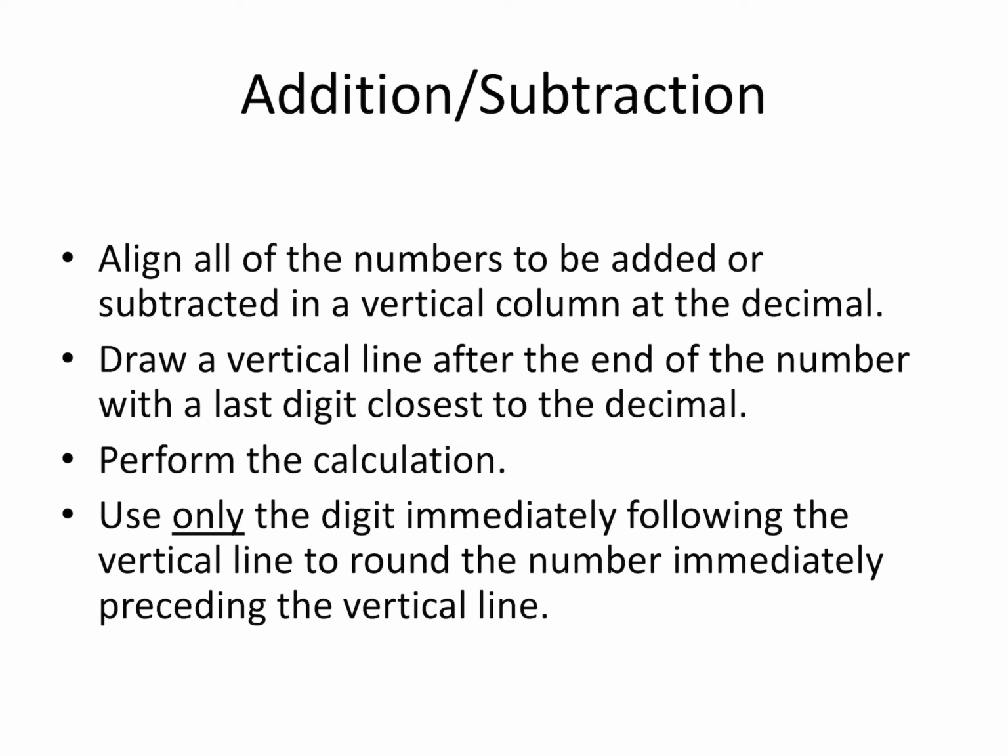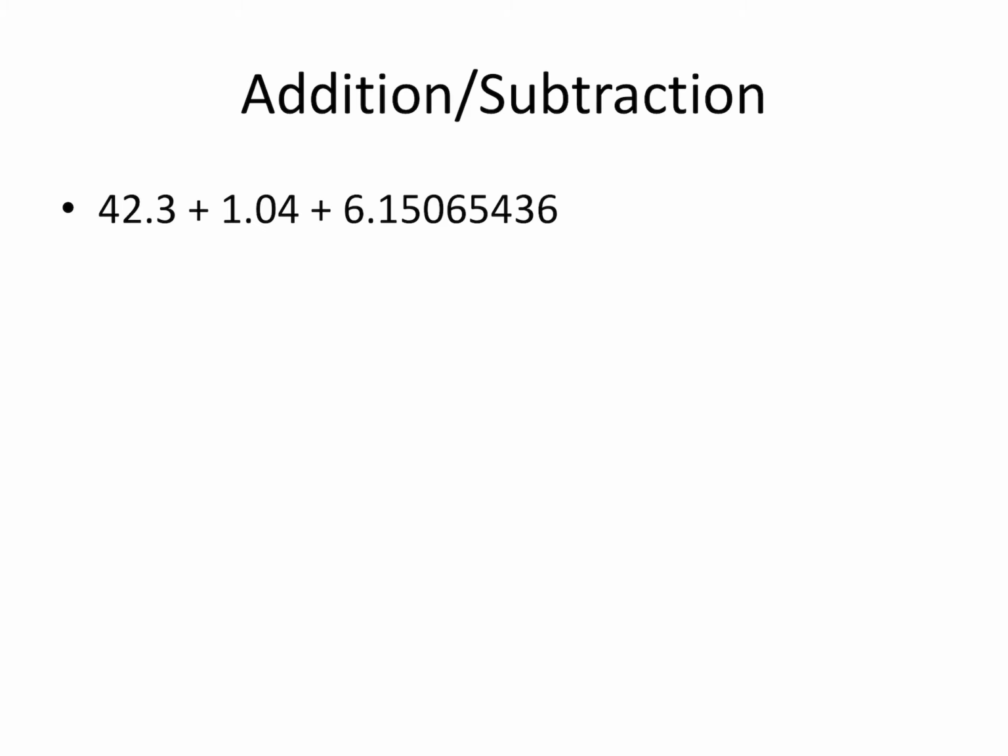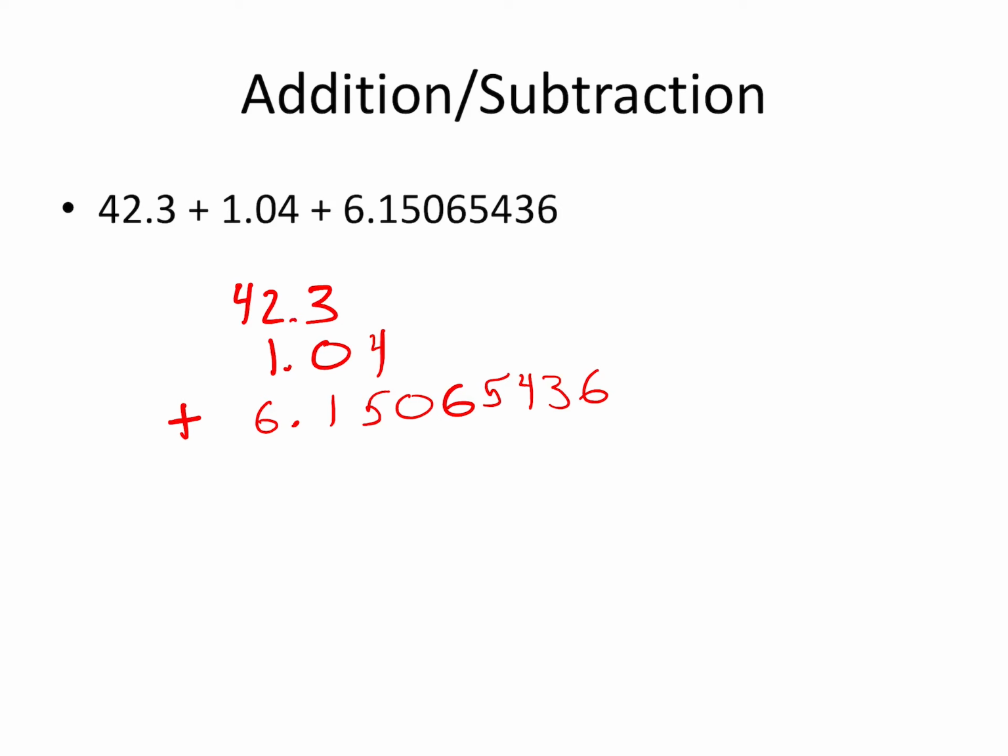Now, when I do the calculations, I get to keep everything to the left of the vertical line that we draw, and I use just the single digit beyond the line to see if the last digit I keep rounds up or stays the same. So here, I've got 42.3, 1.04, and 6.150654336. And I'm going to add these numbers together.